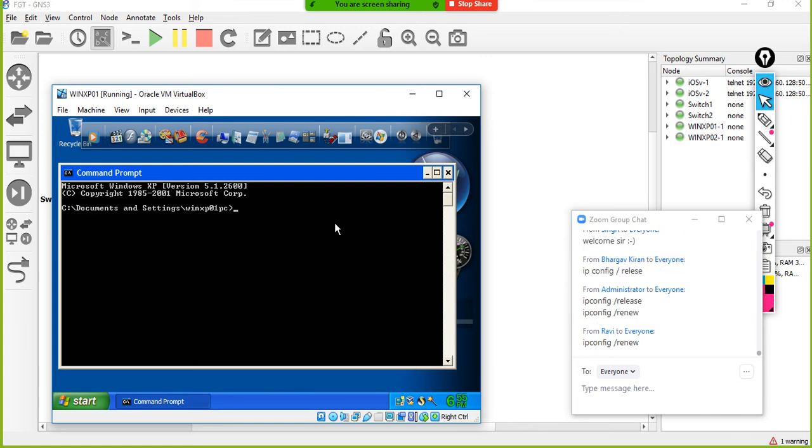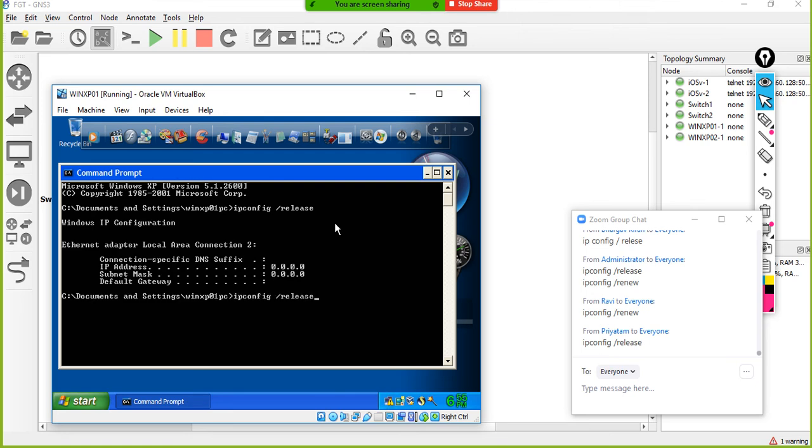See that? Bhargav, don't give the spaces like that. ipconfig space slash release. Okay, I'm listening on my mobile, sir. Oh, okay. I'm sorry, man. No problem, buddy. No problem. Thank you. Right. Did you see there, guys? ipconfig slash release. Type it there.